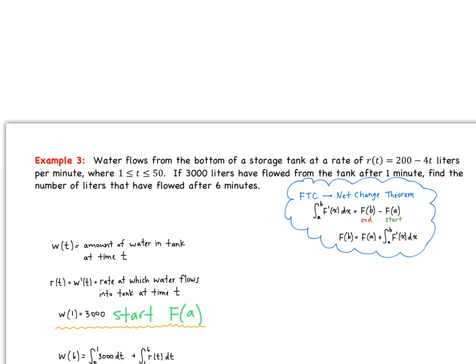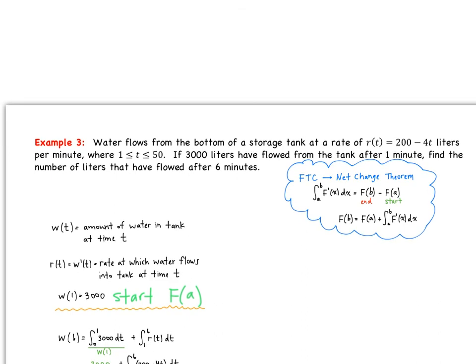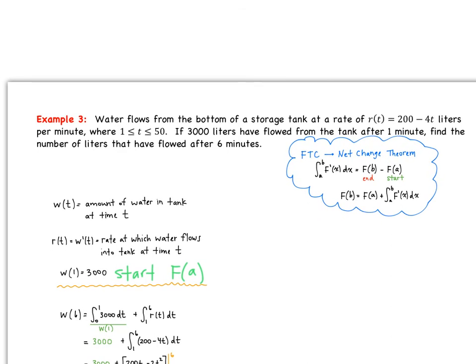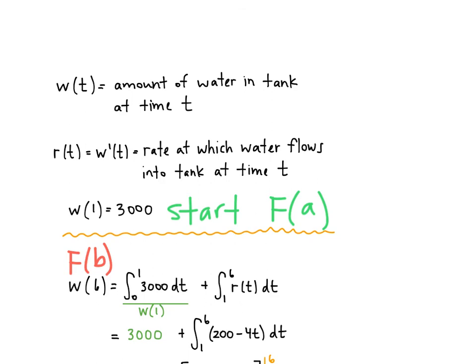All right, so now let's move on. Now we want to find the number of liters that have flowed after 6 minutes. So we want to find W of 6. W of 6, that's like our f of b value that we want to find. Okay, so we set it up. Let's go ahead and zoom in a little bit. When we set it up from 0 to 1 of 3,000 dt, that's our starting value. Remember, that's what we said. That's like our f of a or our W of 1. So we know that that's going to be 3,000. So the first minute, there's 3,000 liters.